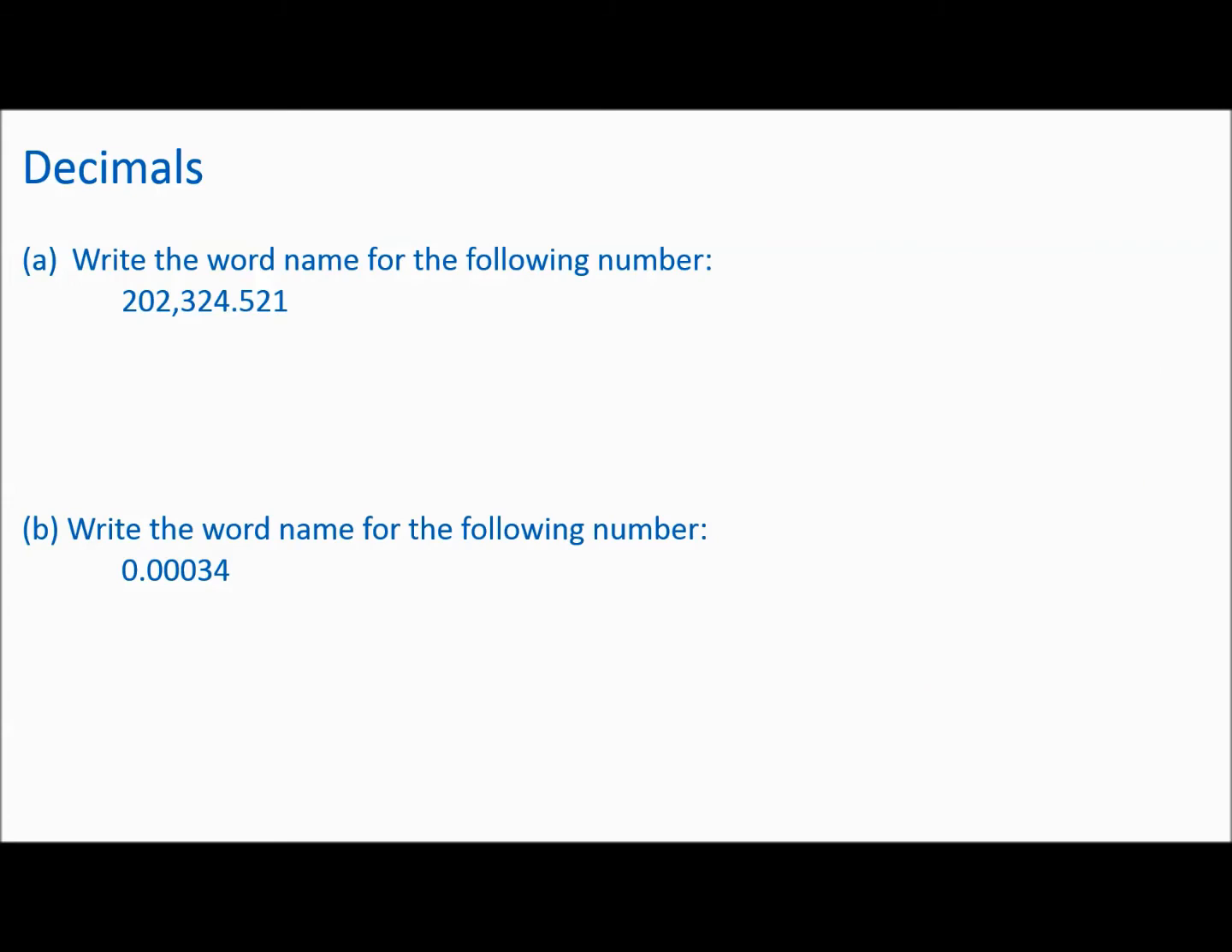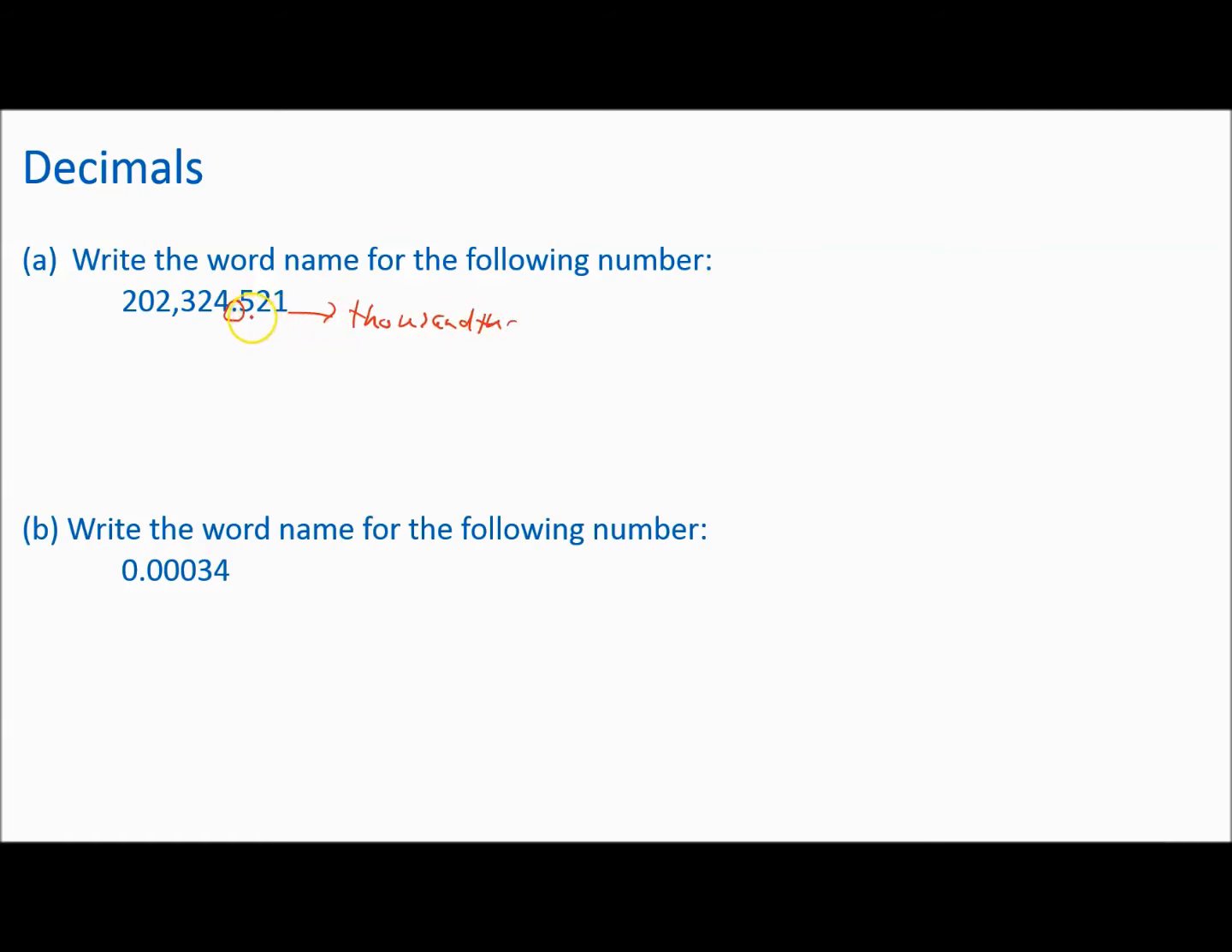We're supposed to write the word name for the following number right here. Excuse my handwriting. We're using a stylus on a squirrely tablet, so do the best I can. But let's read this number. Now remember, the decimal is an "and." So this is 202,324 and what? Now, don't read 0.521. Again, that's where we get lazy. You have to look at where you end up. So this is the tenths, hundredths. This is in the thousandths place. And that's how we name this thing.